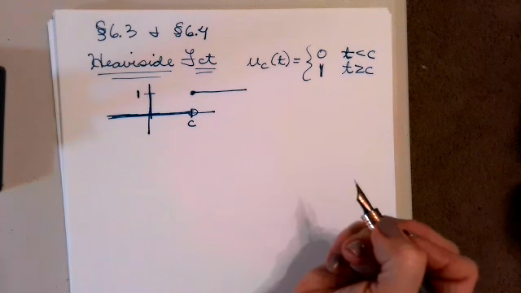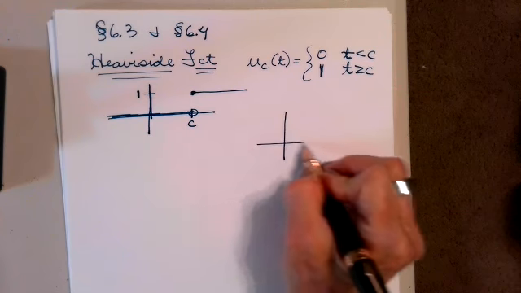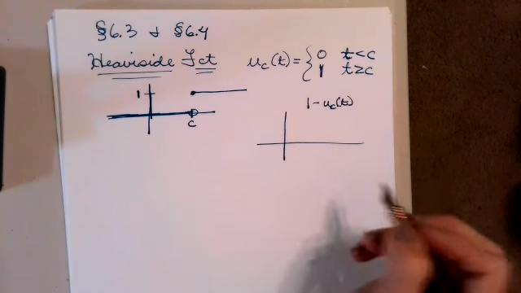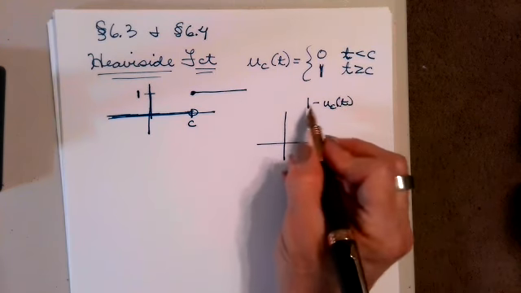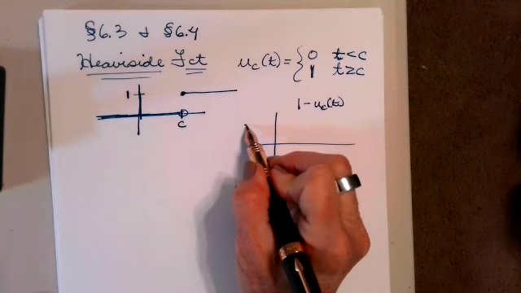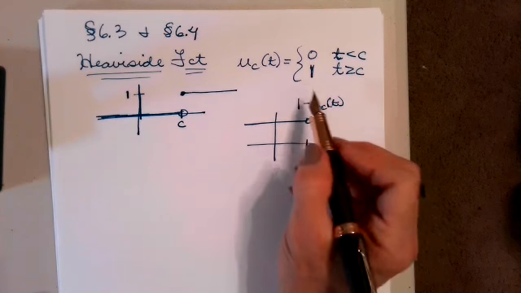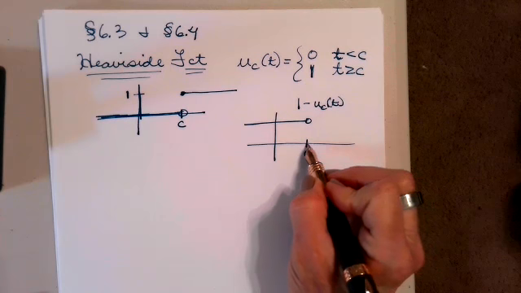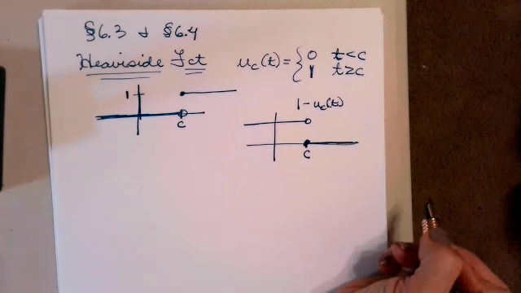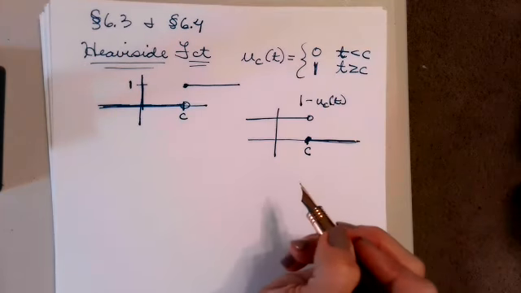Okay. All right, so what I graphed last time and called u_c is actually 1 minus u_c of t, because that one would be 1 minus 0 when t is less than c, so that would be 1 all the way up to c. And then it would be 1 minus 1, which is 0, when t is greater than or equal to c. So that's what I really graphed last time, 1 minus u_c. So this is what we're going to call the Heaviside function u sub c.